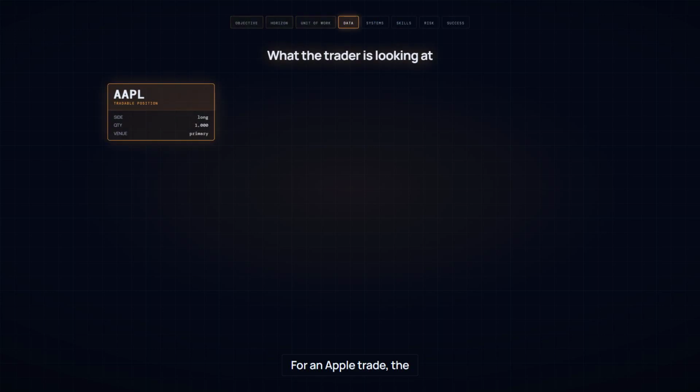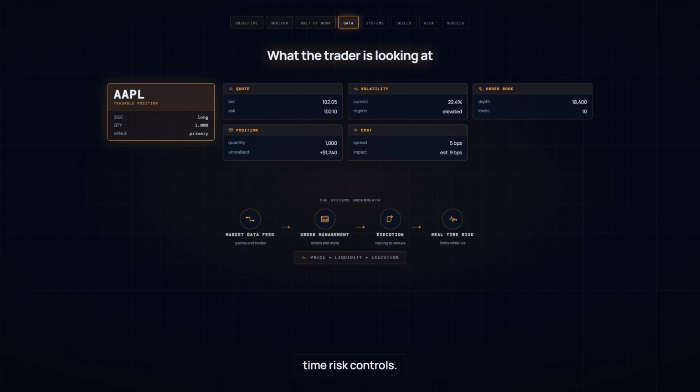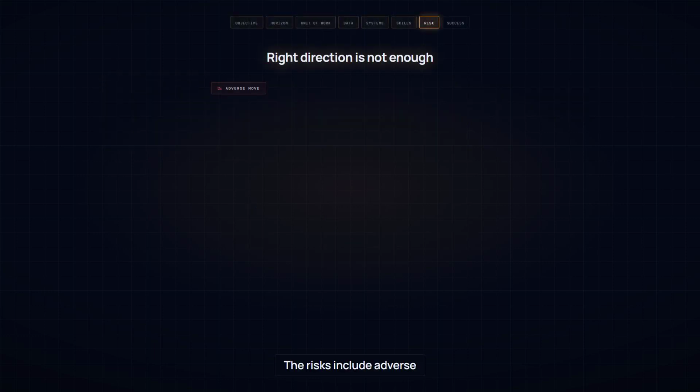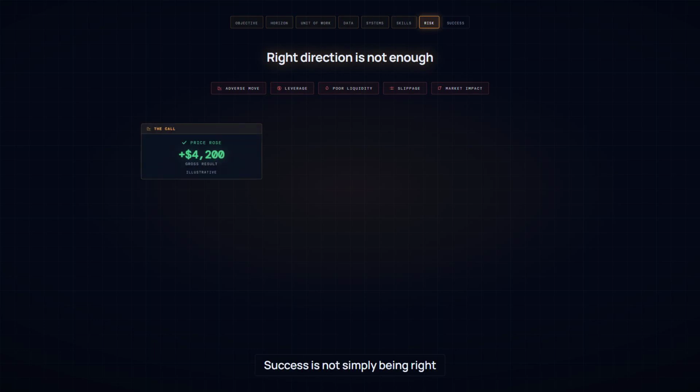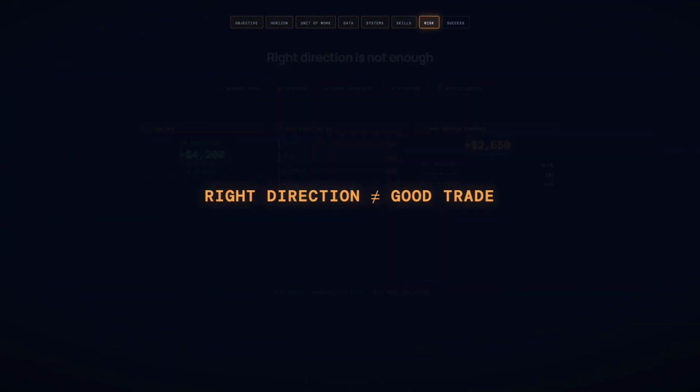For an Apple trade, the trader may care about the current price, bid and ask, volatility, order book depth, position size, and transaction cost. The systems may include market data feeds, an order management system, and real time risk controls. The risks include adverse price movement, leverage, poor liquidity, slippage, and market impact. Success is not simply being right about direction, it is the result after costs adjusted for the risk taken, the drawdown, and the consistency of the process.